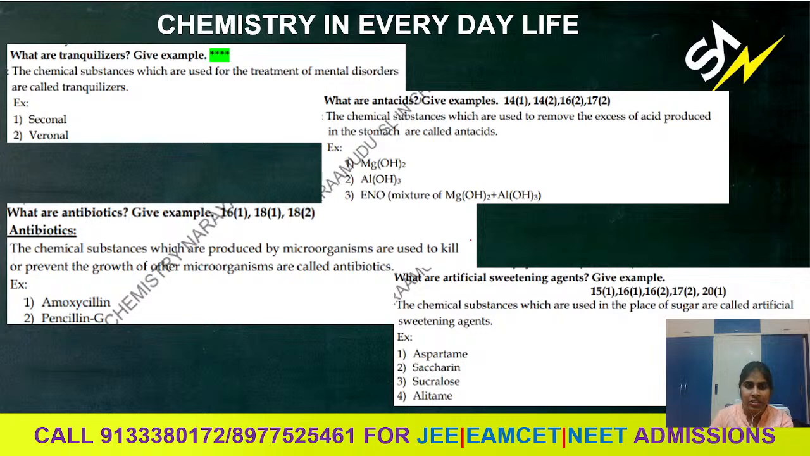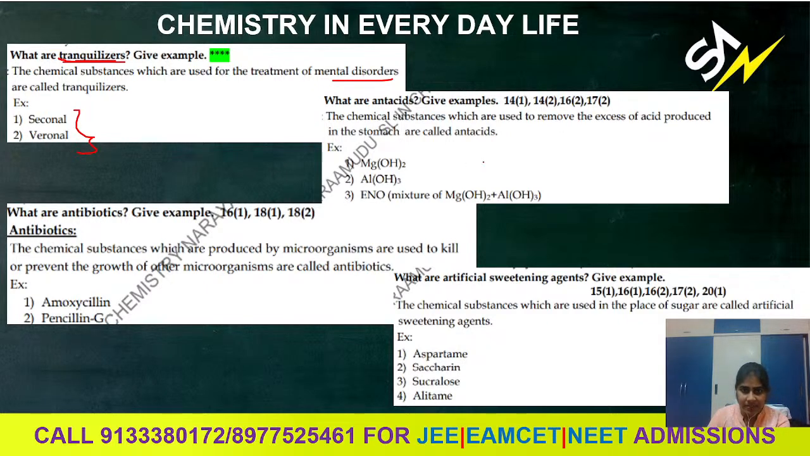And next we have chemistry in everyday life. This concept mainly deals with drugs, artificial sweetening agents, like these general concepts which we can answer in chemistry in everyday life. We have a few questions like what are tranquilizers, which are used for treatment of mental disorders. A few examples of these drugs are Seconal and Veronal. Practice well. Just remember the definition of a few terms and one to two examples for each term.